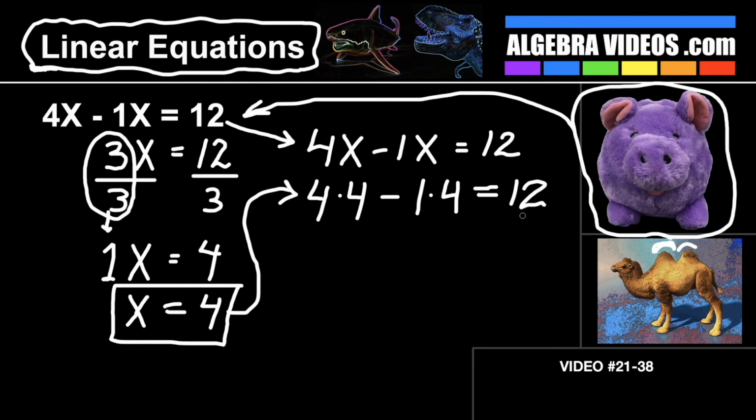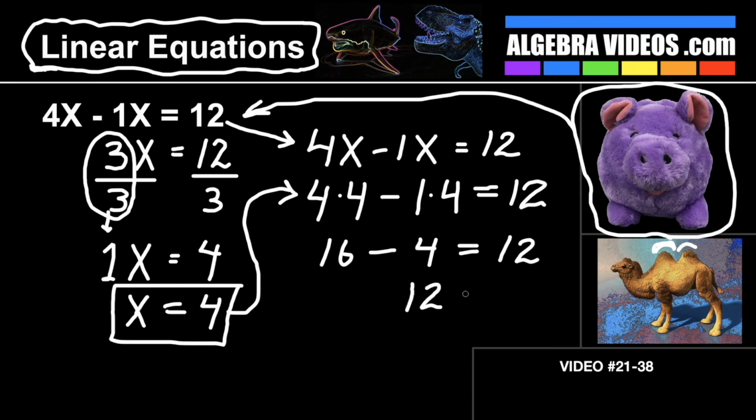So let's just keep simplifying. This 4 times 4 term, what's that? 4 times 4, 16. Minus 1 times 4, that's 4, right? 1 times 4 is 4. And that equals, on the right side, nothing's changed. It's still 12 over there. Does this look like something you can handle? Yes, you can do this. 16 minus 4 is 12.